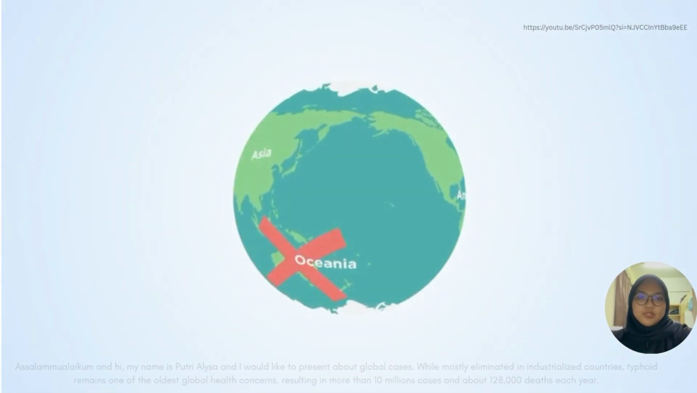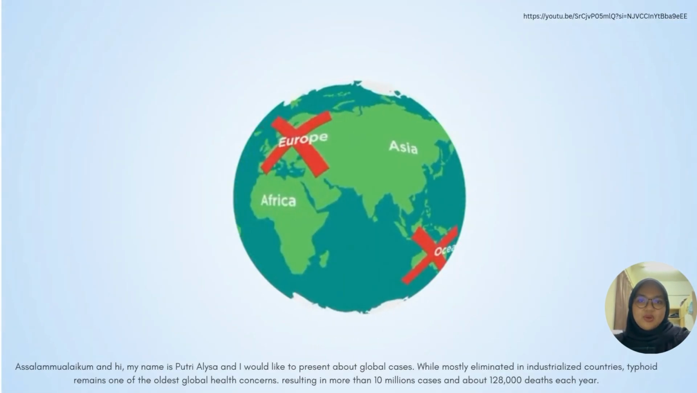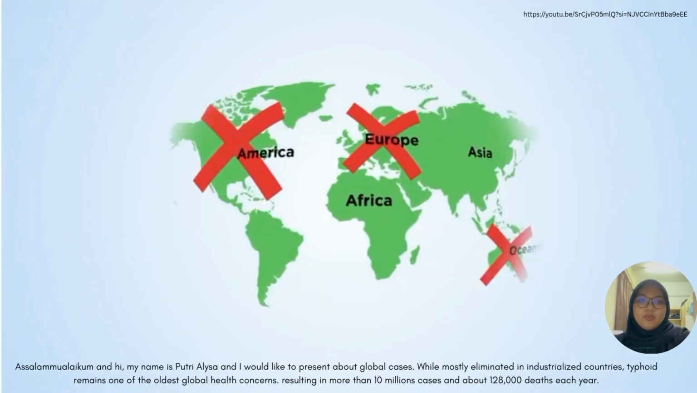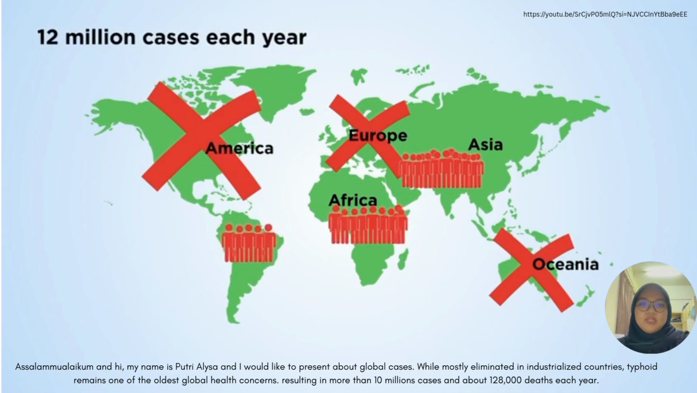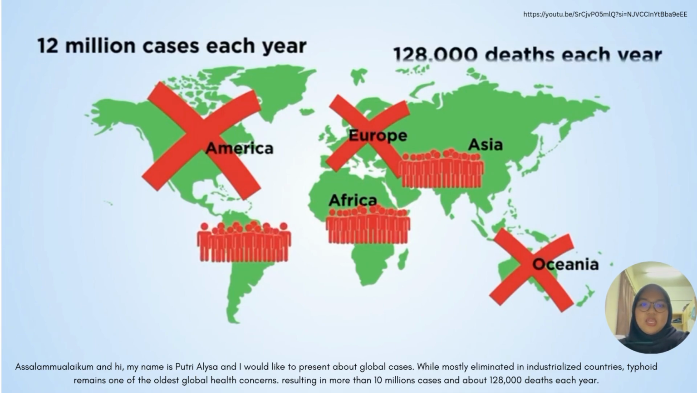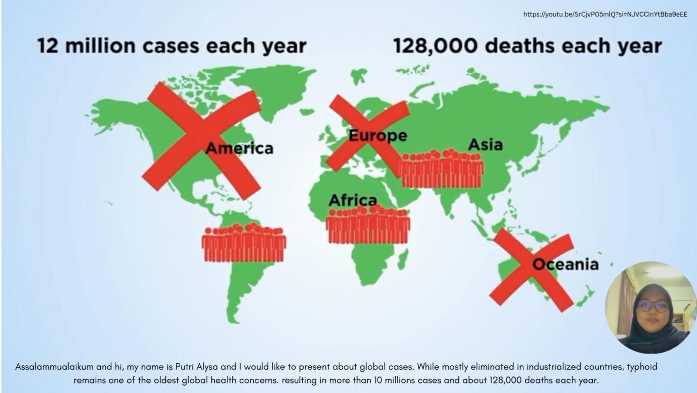Assalamualaikum and hi, my name is Teacher Alisa. I would like to present about global cases. Firstly, while mostly eliminated in industrialized countries, typhoid remains one of the oldest global health concerns, resulting in more than 10 million cases and about 128,000 deaths each year.